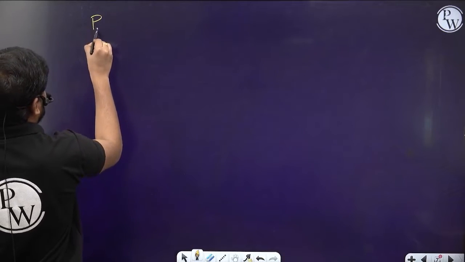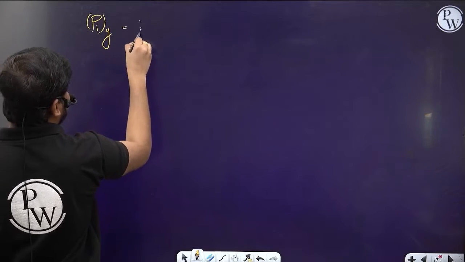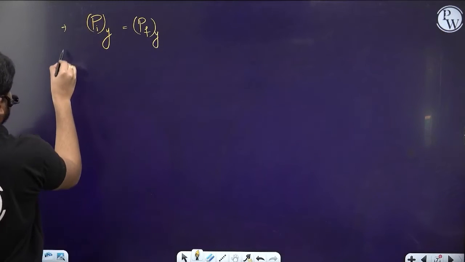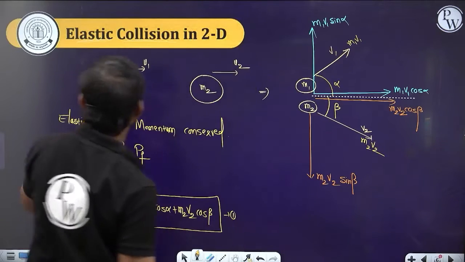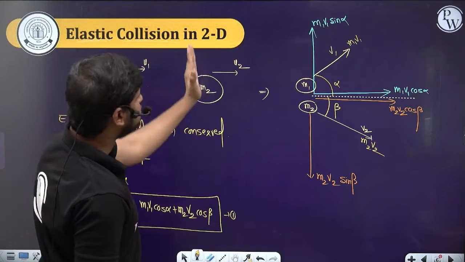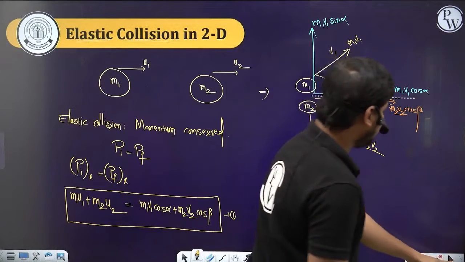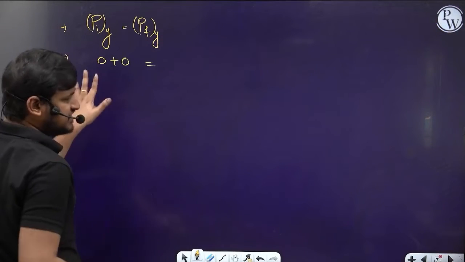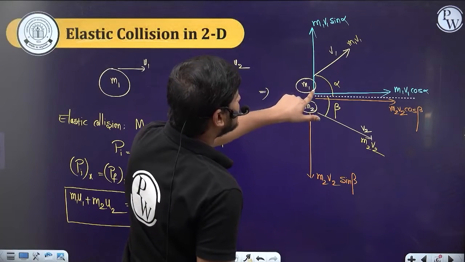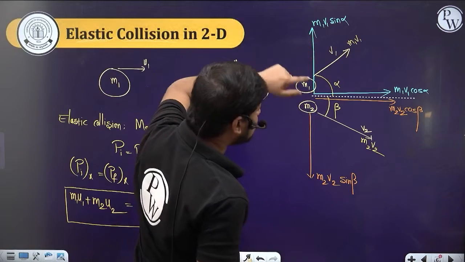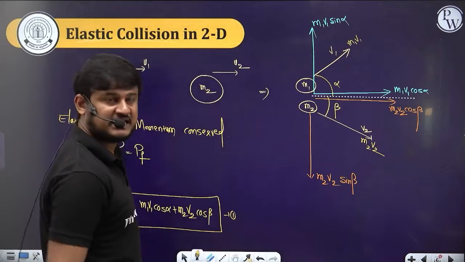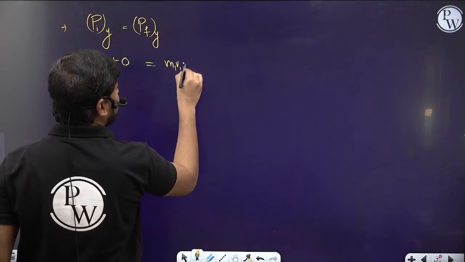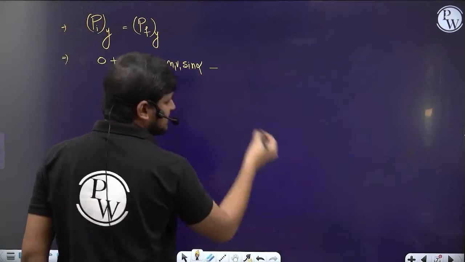The momentum conservation in the y direction: the initial momentum in the y direction is equal to the final momentum in the y direction. Initially both the particles are moving in the x direction only. There is no y direction velocity for m1, and no y direction velocity for m2. So simply I can write that the initial momentum in the y direction is 0 and 0. But finally, particle m1 has momentum in the y direction, and particle m2 has momentum in the y direction. So m1 has m1 v1 sin alpha, and this is going to be negative.